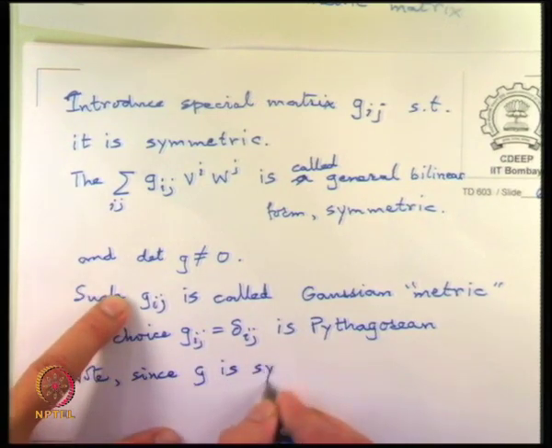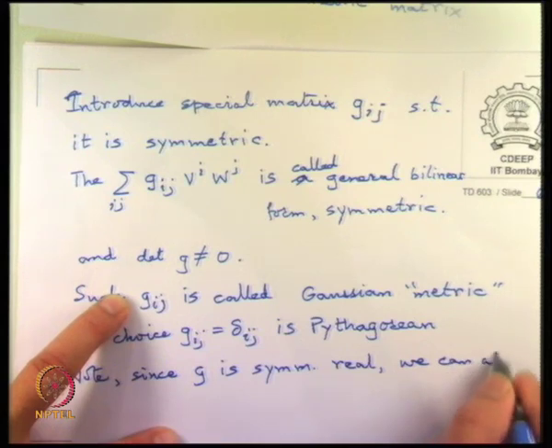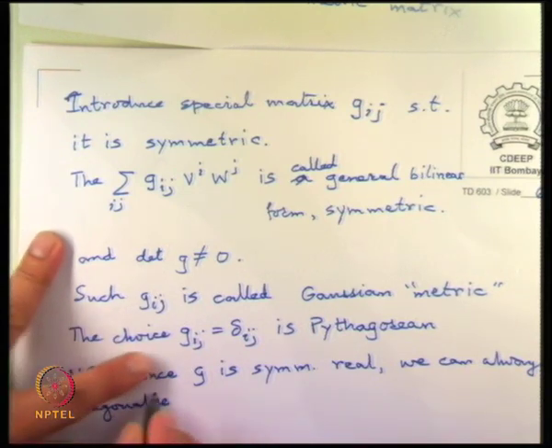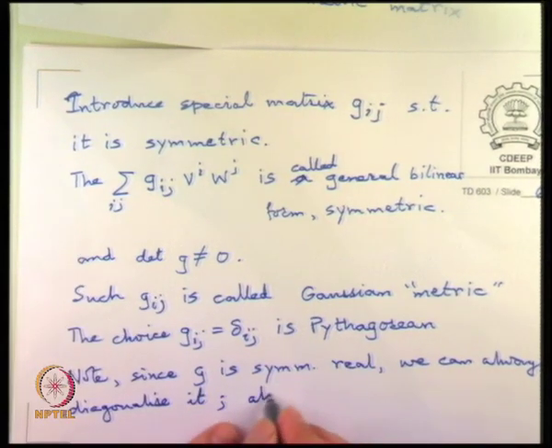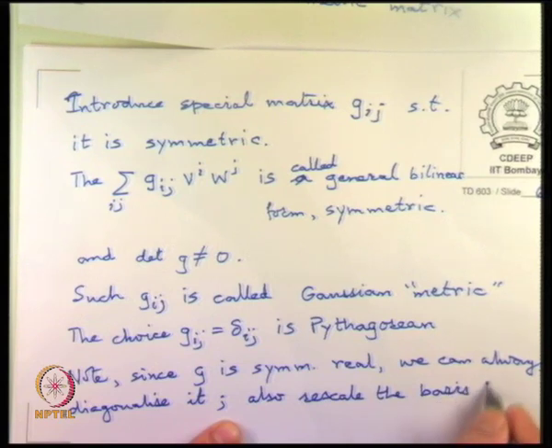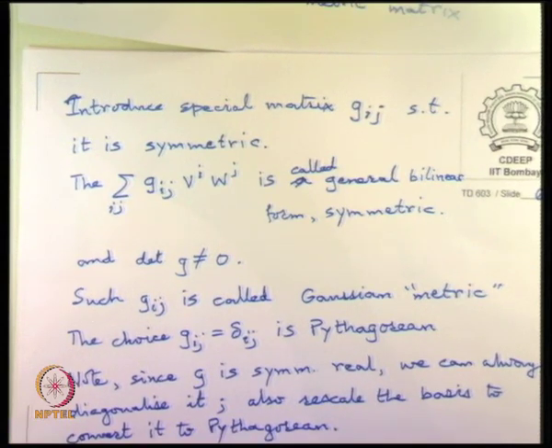So, G is a symmetric real matrix, we can always diagonalize it. Also rescale the basis to convert it to Pythagorean. So in a sense the information content in both is quite similar or can be shifted back and forth between the choice of your basis and the choice of coefficients in G.